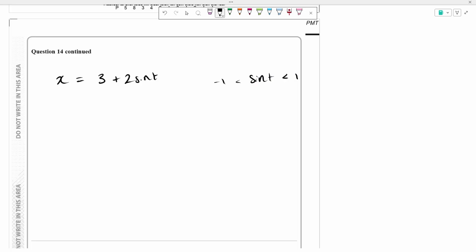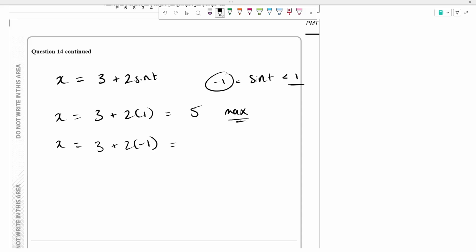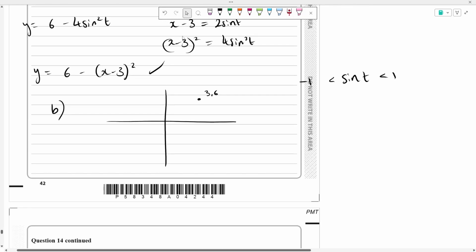So I'm going to put in 1 for now. This will give us our maximum. So x is equal to 3 plus 2 times 1, which is 5. This is our maximum x value, and our minimum x value will be, when it's minus 1, 3 plus 2 times minus 1, which is just 3 minus 2, gives you 1. So that will give us this range, and it's probably going to make a quadratic like so.